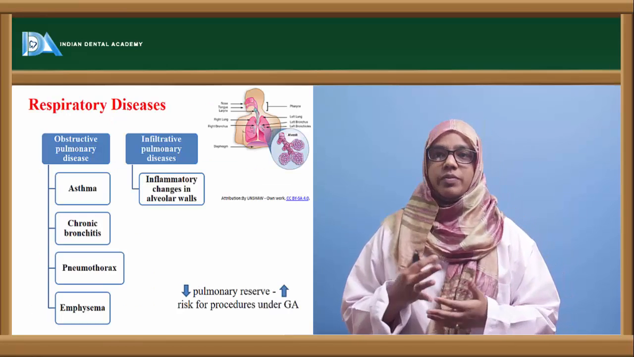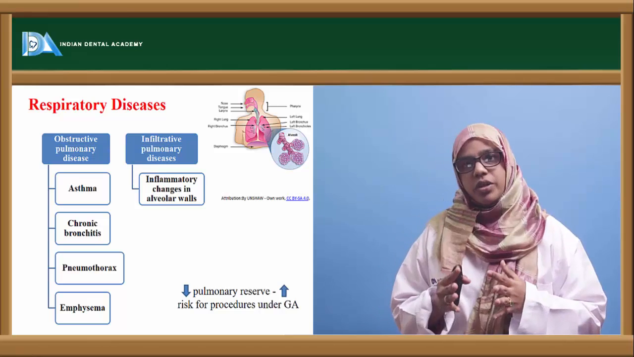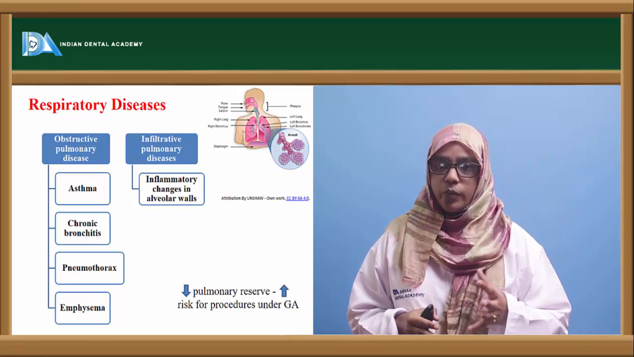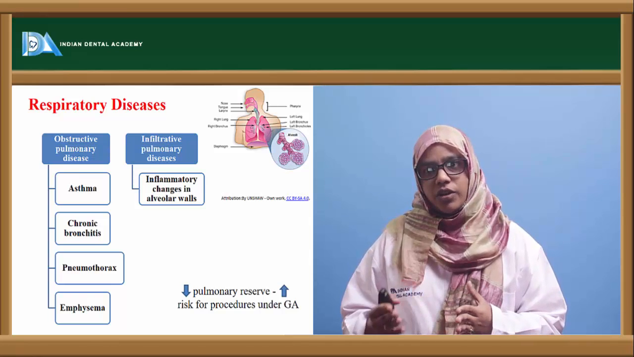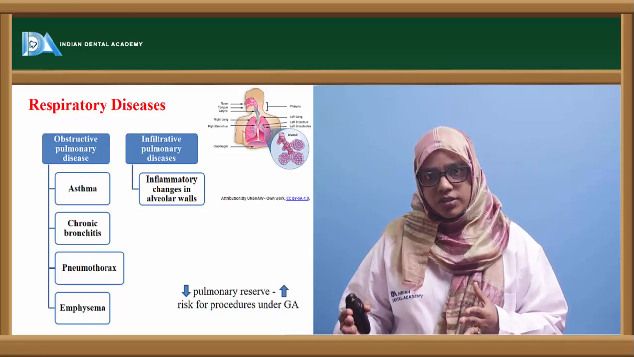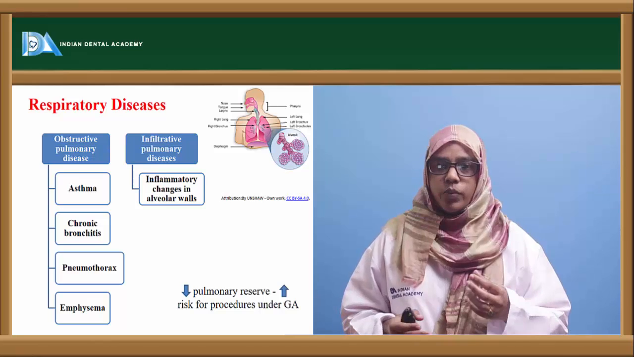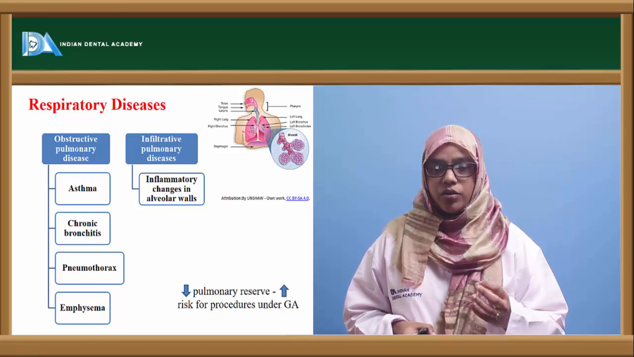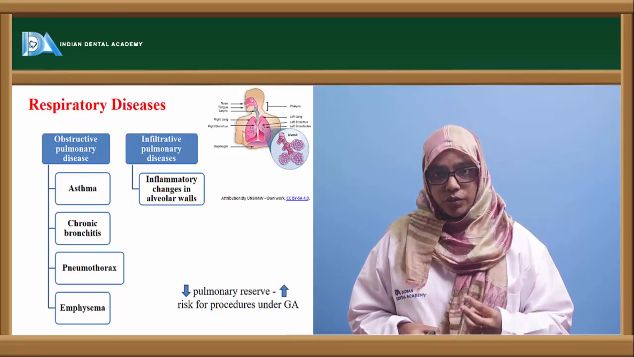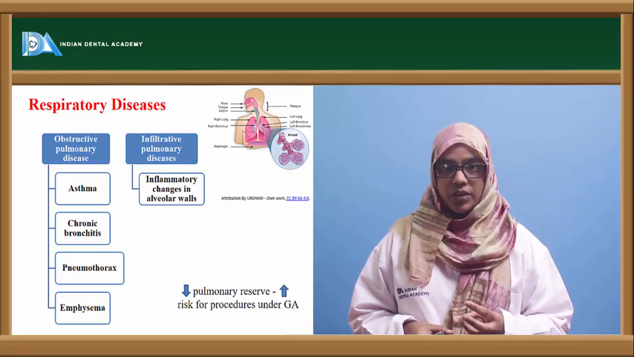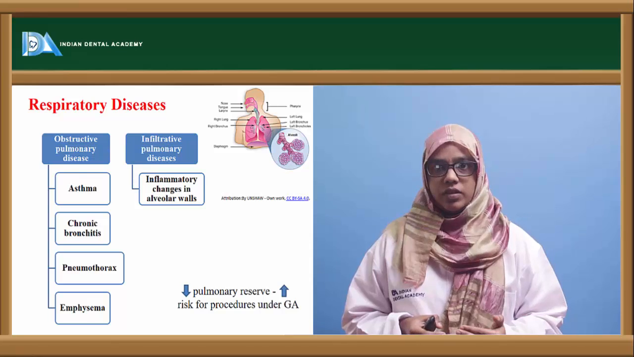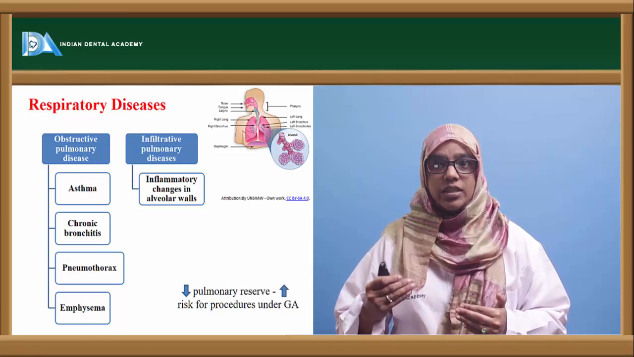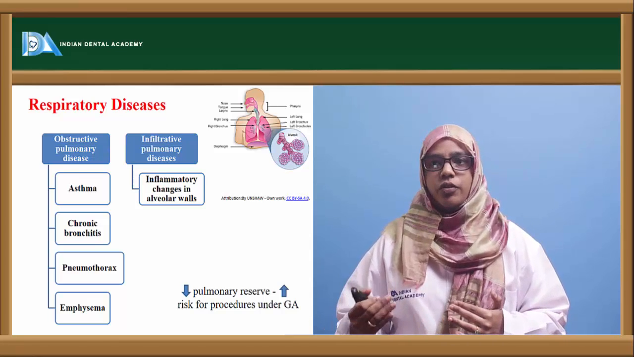Let's move on to the respiratory system. Now, respiratory disease can be classified into obstructive pulmonary disease and infiltrative disease. Infiltrative diseases are inflammatory changes in the alveolar wall, whereas obstructive diseases are asthma, chronic bronchitis, pneumothorax, emphysema.